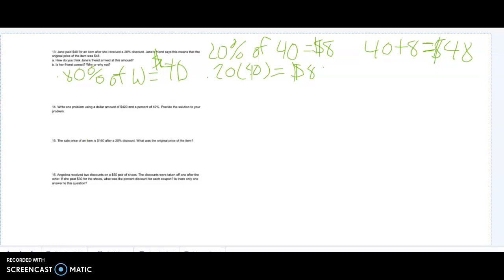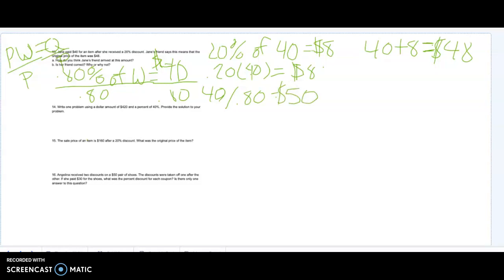Well, this is our percent times whole equals quantity. But we're looking for the whole, so we're going to divide by P. So we're going to divide by 0.80. 40 divided by 0.80 is $50. So that's how much the item actually cost.